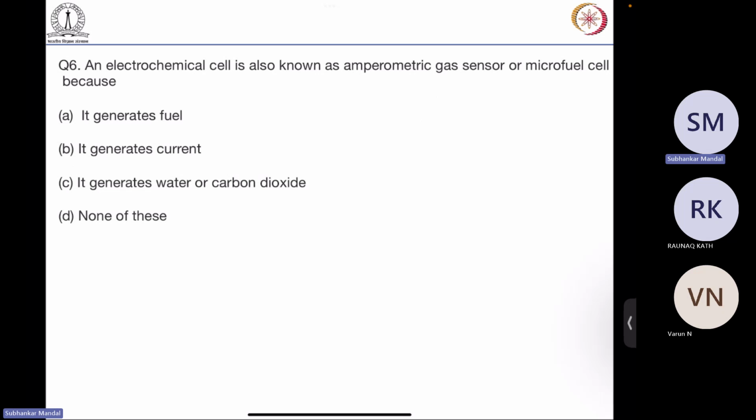Can anyone tell? An electrochemical cell is known for amperometric. What is amperometric? The word amperometric comes from ampere. Ampere means current. So current means current is to produce.